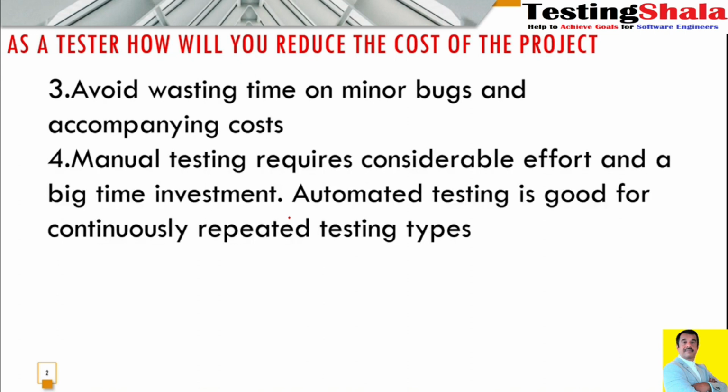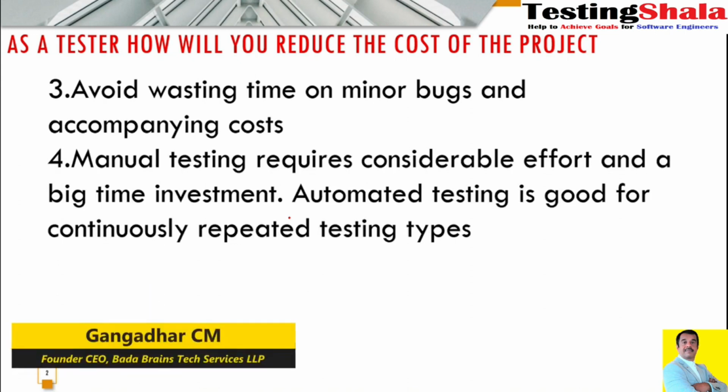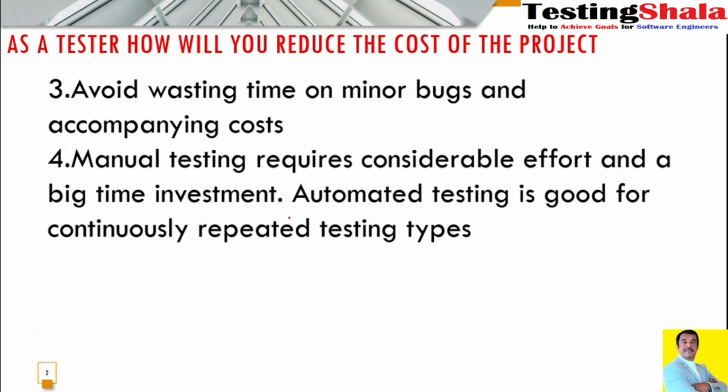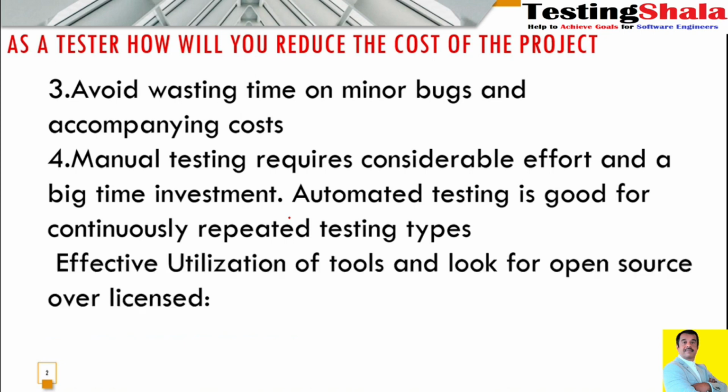Fourth important aspect in reducing the overall cost of the testing project is that we want to reduce manual testing as much as possible, and bring in automation testing wherever there is continuous repetition. We also want to utilize open source software rather than licensed software. In that way, we can reduce the overall automation cost, because we are going for an open source tool like Selenium.